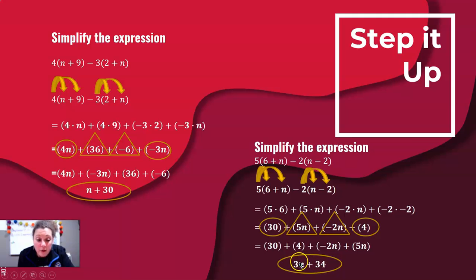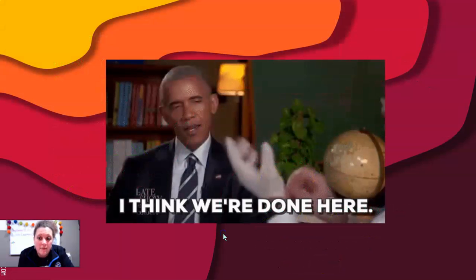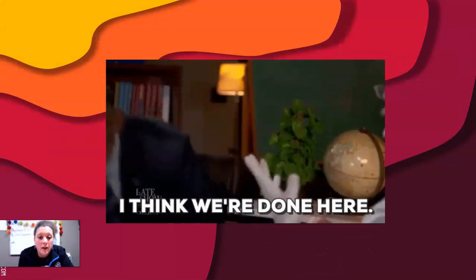I know I kind of put them in a different order. I wrote my answer in standard form where the variable should be first, and the constant should go at the end, okay? But if you put 34 plus 3n, it's also correct. It would not be wrong. So I hope that helped, and I think we are through.